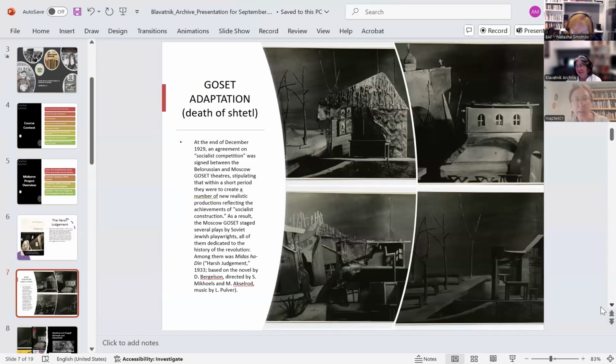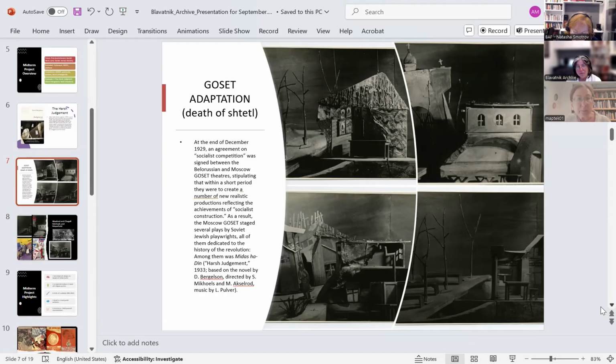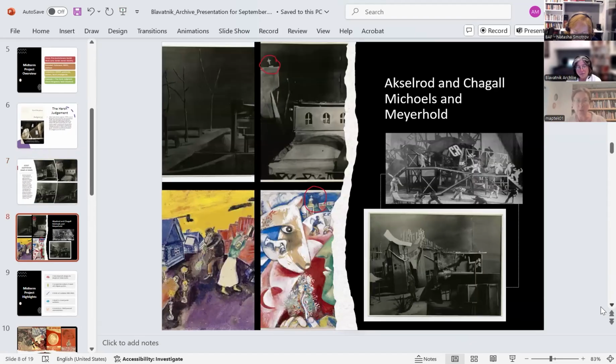The GOSET adaptation very much concentrated on the idea of the death of the shtetl, which we also spoke about when we discussed Tevye the Dairyman: how progressive liberal Russian and later Soviet Jewish thought regarded the shtetl not as a place of nostalgia, but as a place of decay, and how Jews should turn towards Russification. What I found in the archive that was very interesting were images of designs by Meir Axelrod, and also some sketches of early GOSET by Chagall.